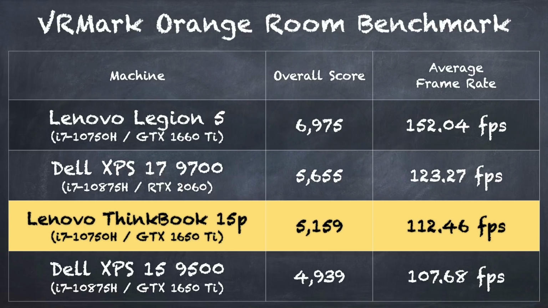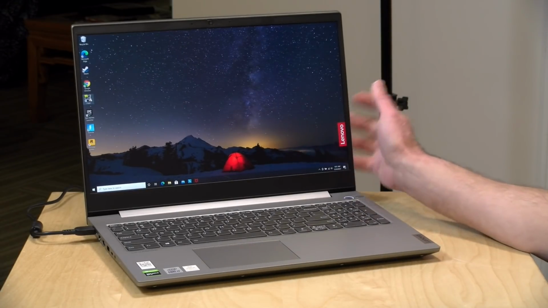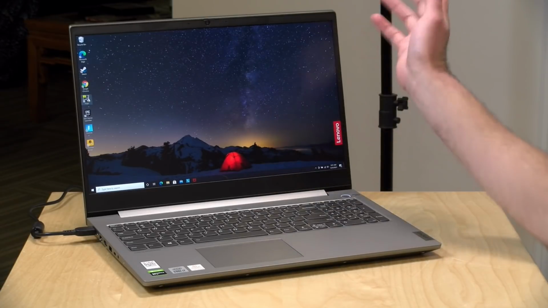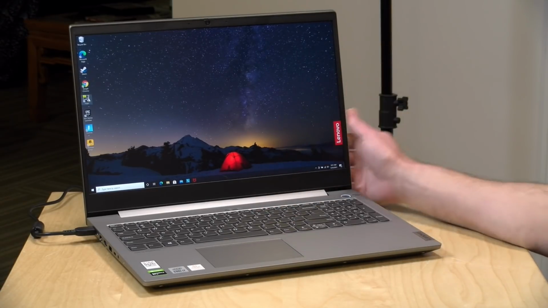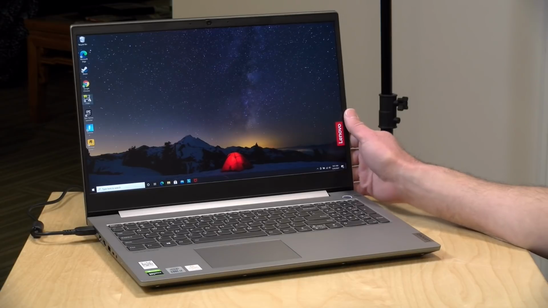We got a score of 5,159 on the VRMark Orange Room test, and we were able to maintain a frame rate of 112.46 frames per second on that. That test is geared mostly towards lower-end VR experiences. So some of the older VR titles that came out 3 or 4 years ago, along with the newer titles at their very lowest settings. But you can do some VR work on here, and if you're looking to play around with it, with an Oculus Quest or something, this should be able to maintain a somewhat reasonable frame rate.